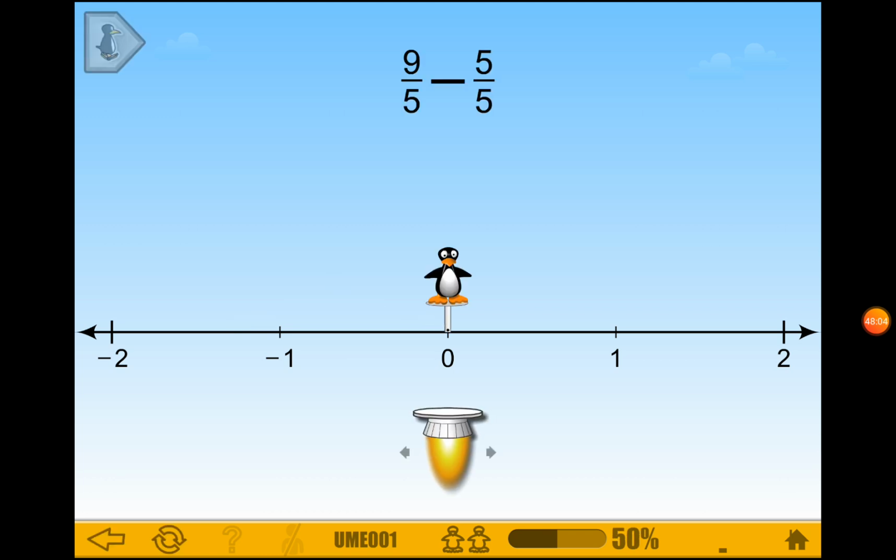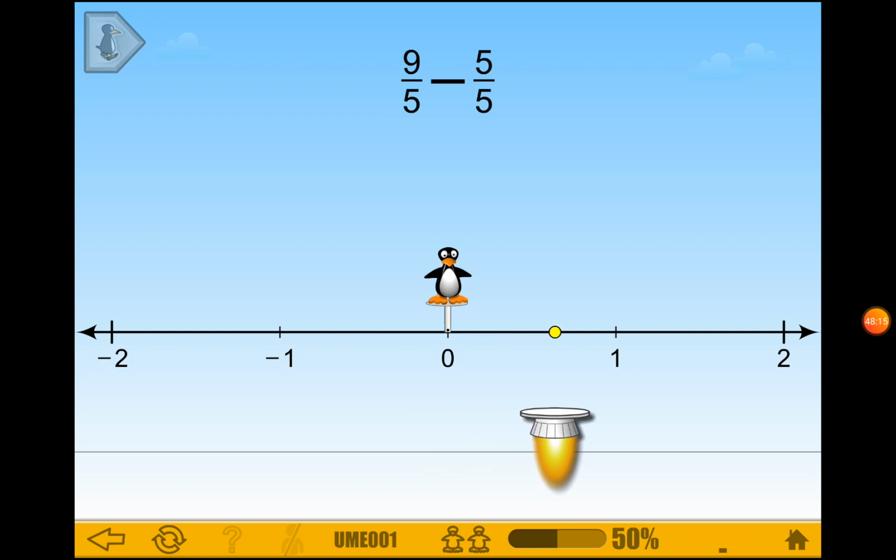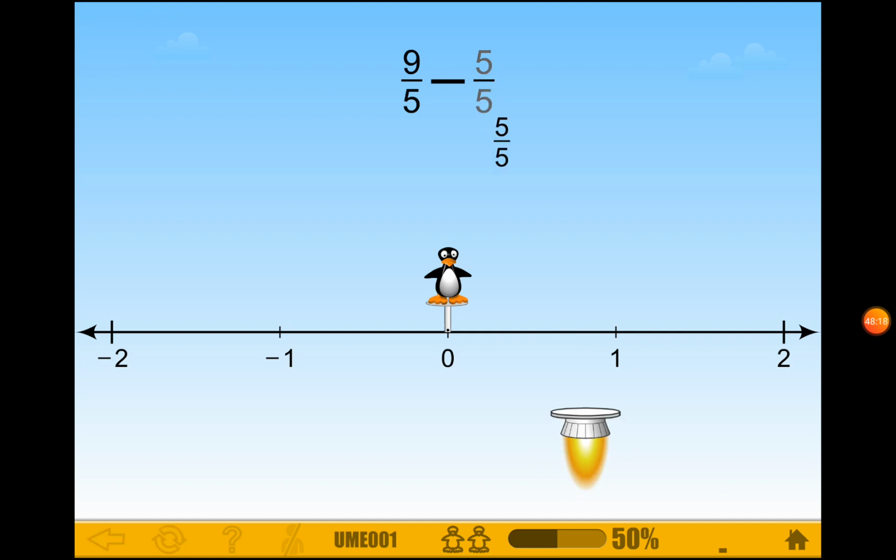Oh, okay. So 9/5 minus 1, which would be, so 9 minus 5 is 4, and then the denominator stays the same, so it'll be 4/5. So 1/5, 2/5, 3/5, 4/5. So right there, pretty much.